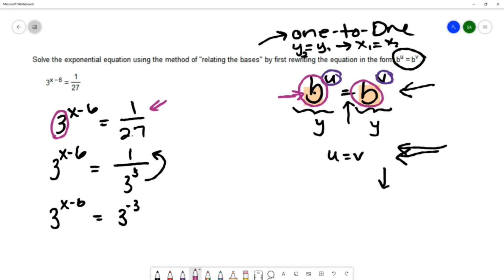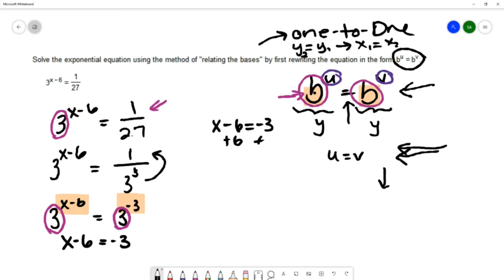using our exponent properties in order to move that factor to the numerator. So now we've written it so that we have the same base on both sides, and we can use this method of relating the bases, this one-to-one property, and say that these exponents have to be equal to each other. So we have the equation x minus 6 equals negative 3. X minus 6 equals negative 3 is a linear equation. I'll add 6 to both sides and get x equals 3. So we have the solution to our equation being 3.